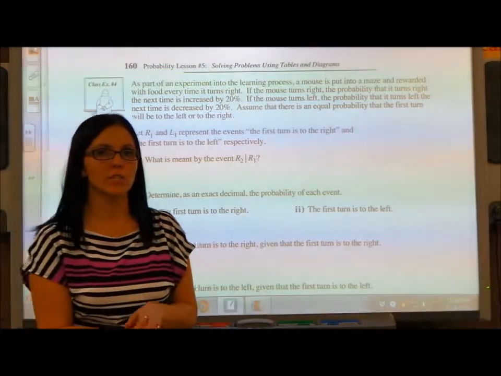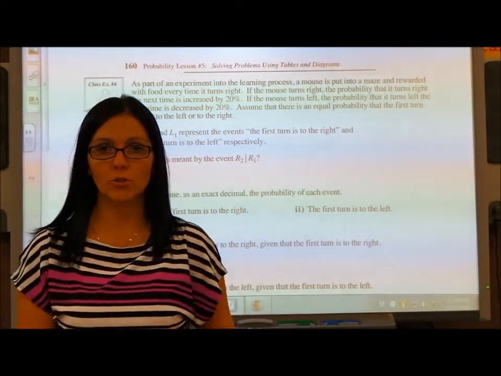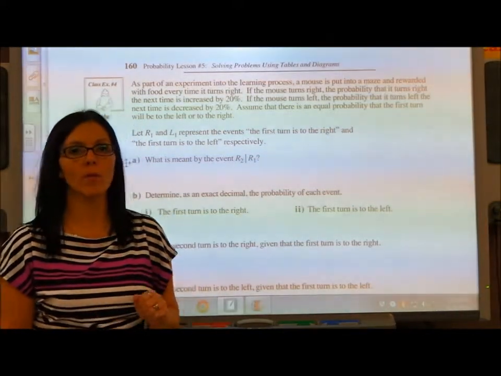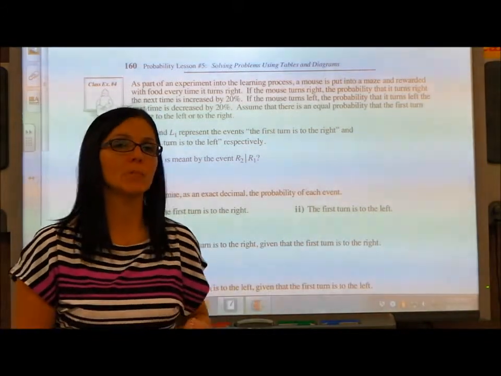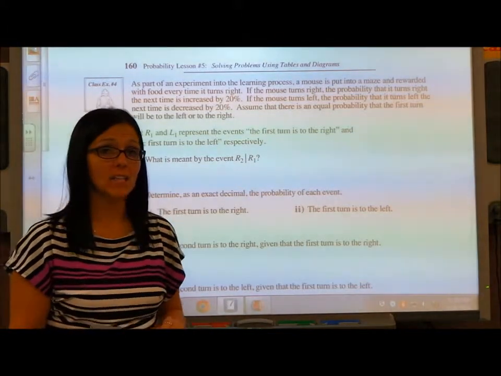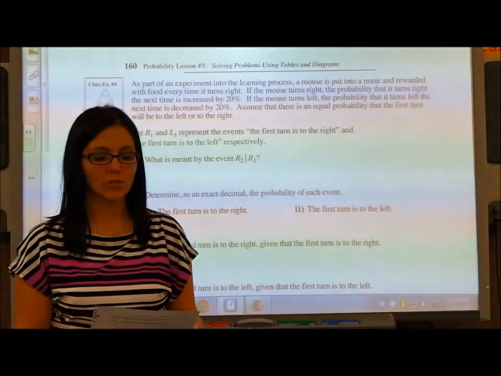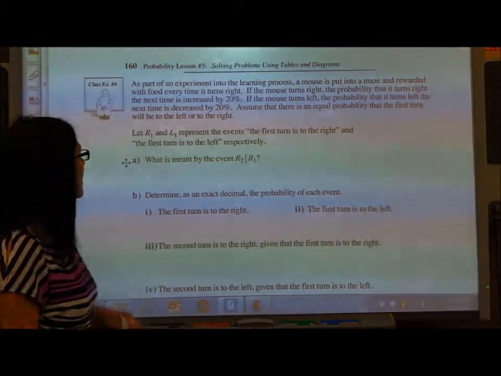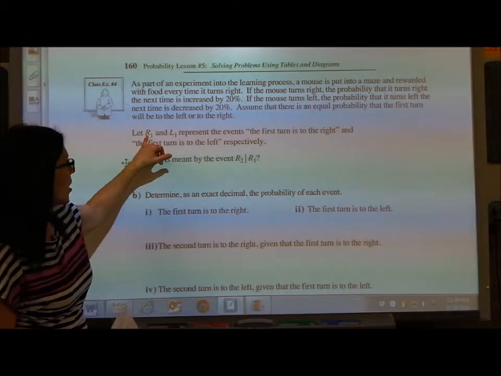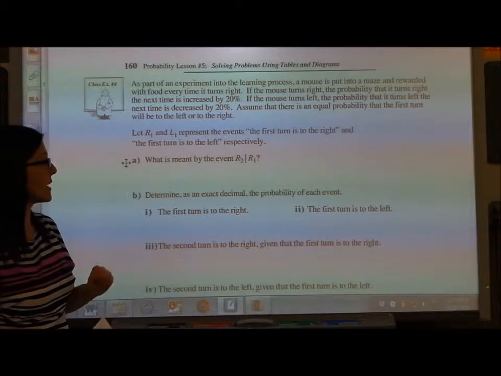Okay, this is the last question for this lesson. As part of an experiment into a learning process, a mouse is put into a maze and it is rewarded every time it makes a turn to the right. If the mouse turns to the right, the probability that it will turn to the right the next time is increased by 20%. If it turns to the left, the probability that it turns to the left next time is decreased by 20%. Assume that there's an equal probability that the first turn will be either to the left or to the right. So if we let R1 and L1 represent the events, R1 being the first turn is to the right, and L1 meaning the first turn is to the left, respectively.